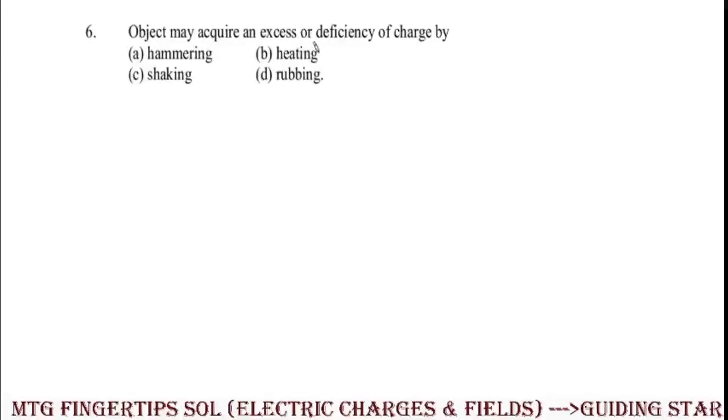Next, question number 6. It says an object may acquire an excess or deficiency of charge. Here we are discussing once again the methods of charging: friction, conduction or induction. We have to check which option comes under these three categories. Hammering is not, hitting is also not, and shaking is also not. Rubbing means friction is involved, so that is the correct option. Excess and deficiency of charges are created by friction, that is rubbing. So option D is the correct one.